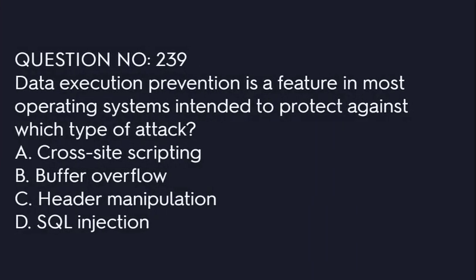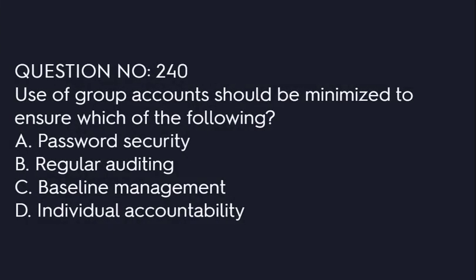Question 239. Data execution prevention is a feature in most operating systems intended to protect against which type of attack? A. Cross-site scripting, B. Buffer overflow, C. Header manipulation, D. SQL injection. B. Question 240. Use of group accounts should be minimized to ensure which of the following? A. Password security, B. Regular auditing, C. Baseline management, D. Individual accountability. D.